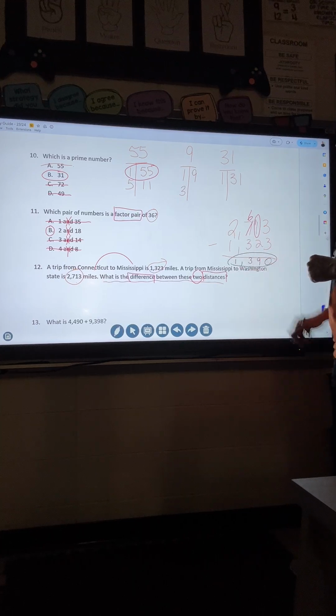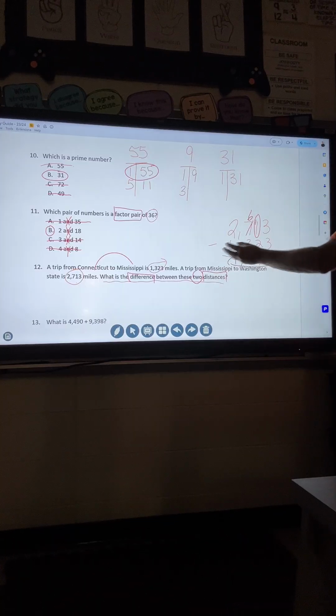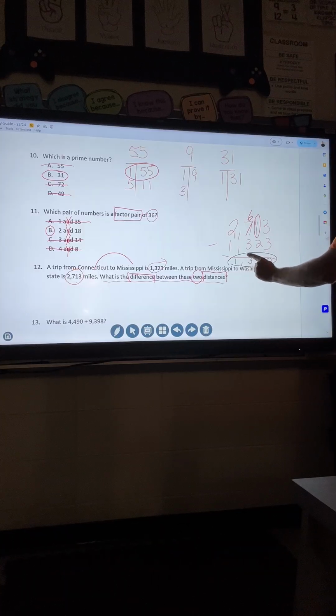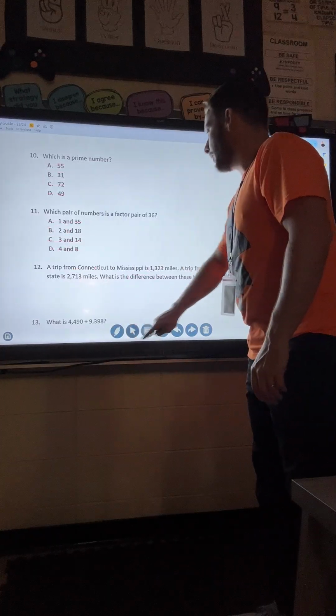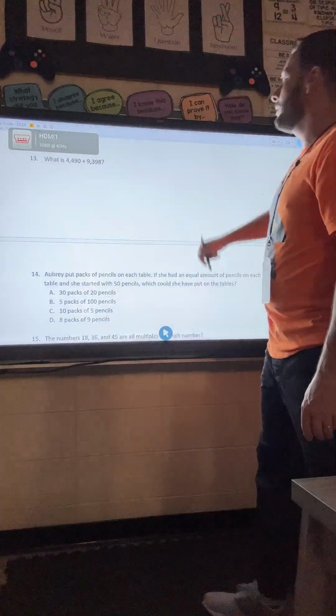Now, commas are very important. It's going to ask you in the future on tests to put a comma where necessary. Remember to start at the place value all the way to the right, the least place value, and start counting by 3s for each period. 1, 2, 3, comma. Remember, every 3 digits is a period when you start from the right and go to the left.